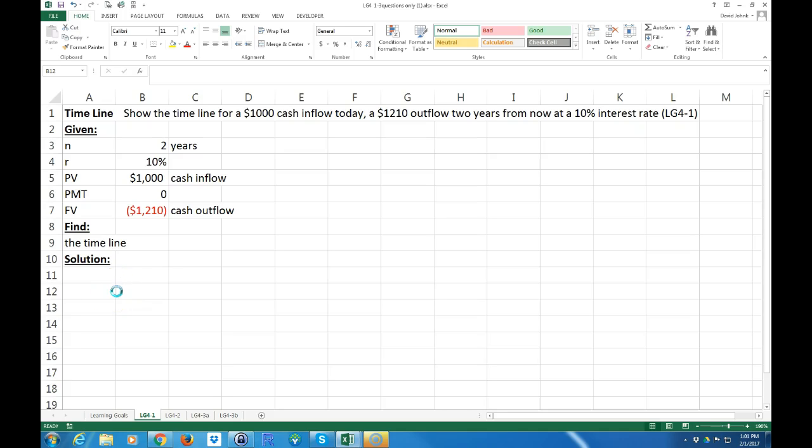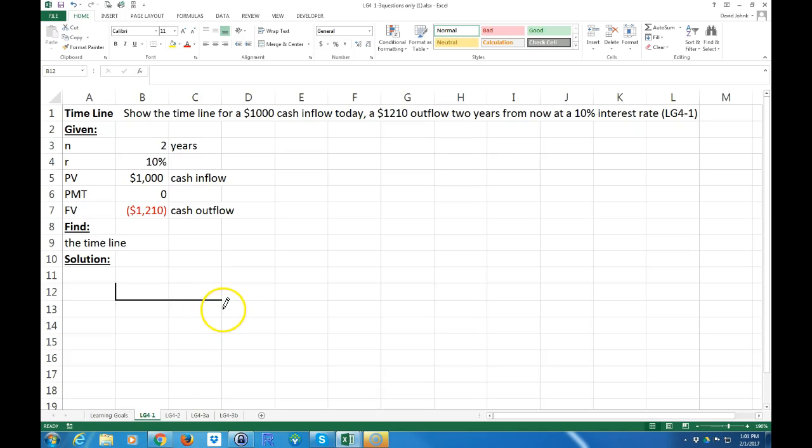So I click on this, and then it's going to be for 2 years, so you click here and here. Then after 2 years, I'm going to have an outflow, a downward outflow. To get out of this drawing mode, I'm going to hit escape. And then out here, I'm going to label it. I'm going to say this is equal to $1,000. And this is time 0, time 1, time 2.